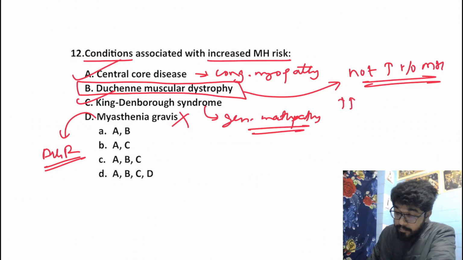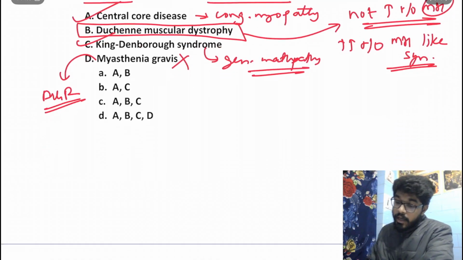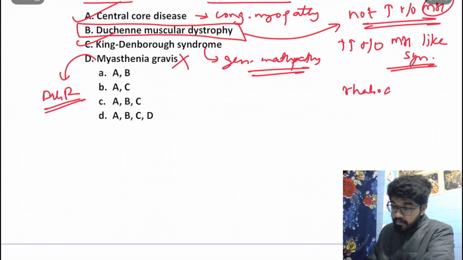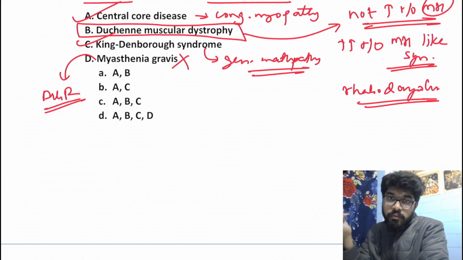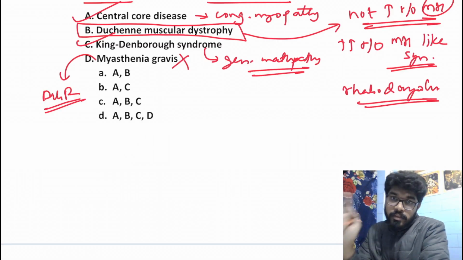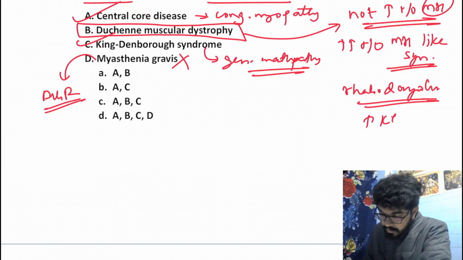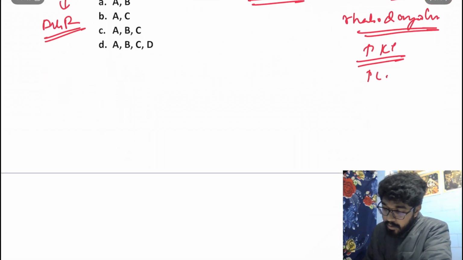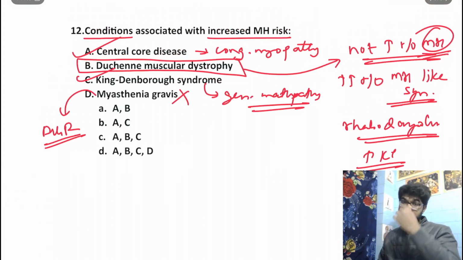It rather increases the risk of something called malignant hyperthermia-like syndrome. Malignant hyperthermia-like syndrome, not MH per se. Okay. We would get rhabdomyolysis. Yes. If someone asks you whether Duchenne's muscular dystrophy increases the risk of rhabdomyolysis when a patient is exposed to volatile anesthetic, yes, it does increase the risk of rhabdomyolysis. It does increase the risk of hyperkalemia. It does increase the risk of cardiac arrhythmias, but it does not increase the risk of malignant hyperthermia.